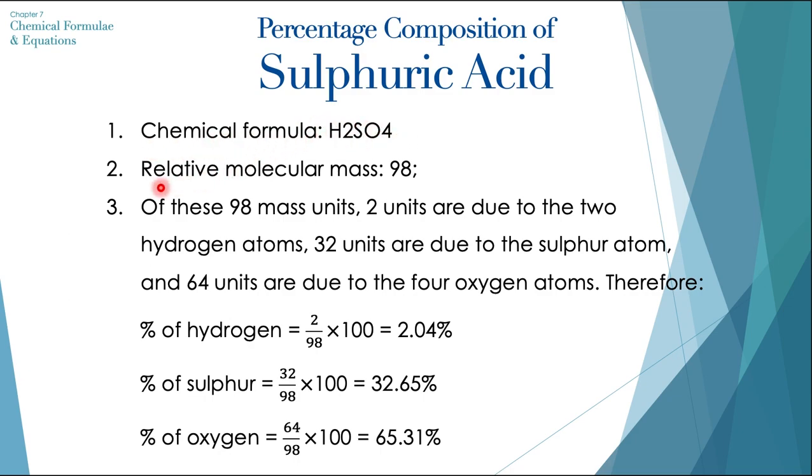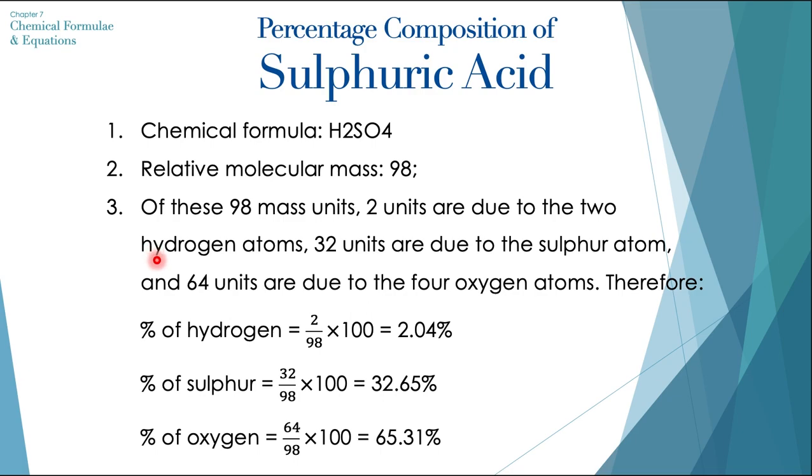Number 2, we will have to find out its relative molecular mass, which we have done previously by the method I showed before, and it is 98. Number 3, we're going to express the total mass of each element as a percentage of the total relative molecular mass, and the sum of all the percentages must be 100.